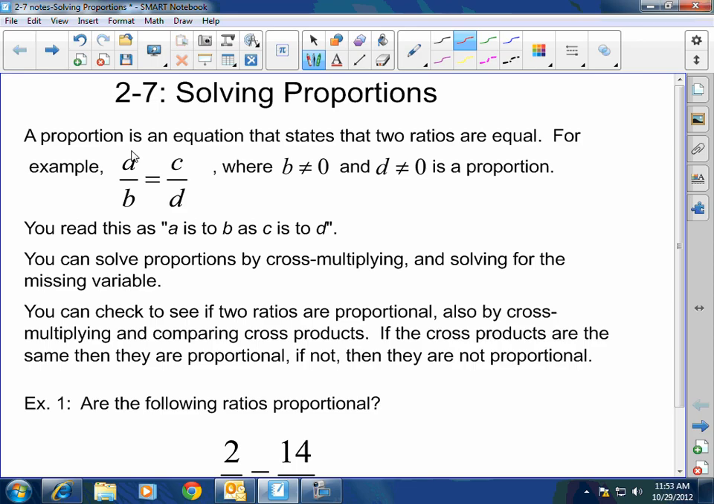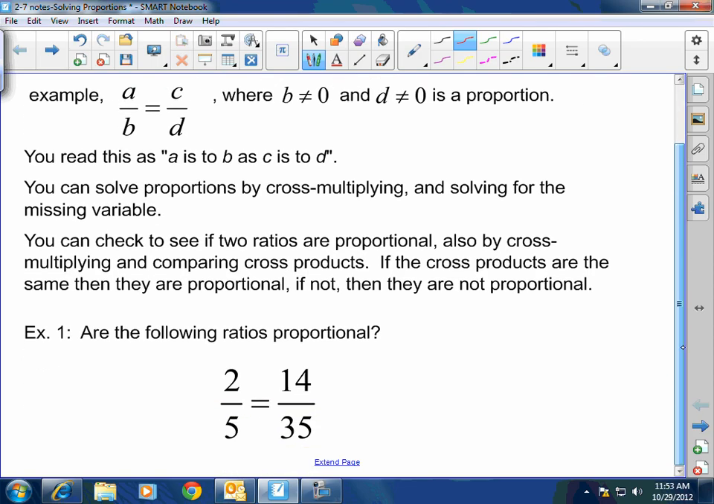You can also check to see if two ratios are proportional, also by cross-multiplying and comparing the cross products. If the cross products are the same, then they are proportional. If not, then they are not proportional.